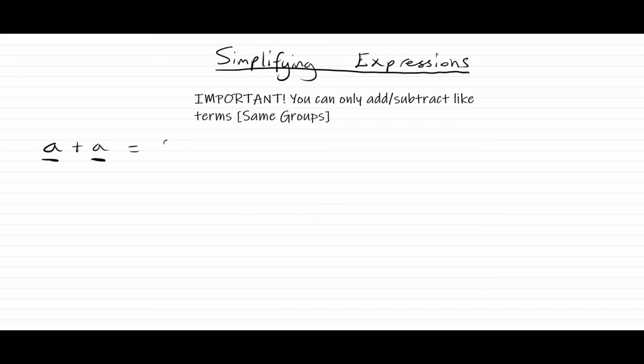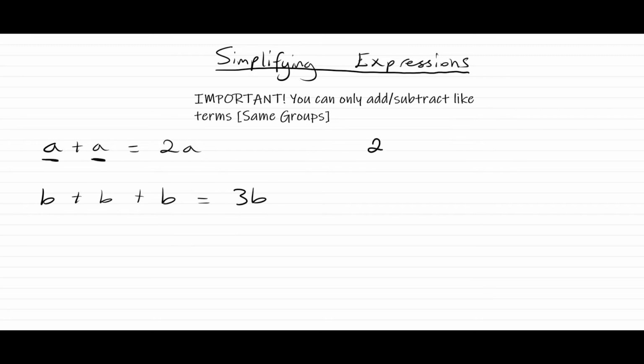So you can add them together, which gives you 2A. Or if you have B plus B plus B, again, 3 of those are all part of the same group, they're B's, and it gives you 3B, right? Okay, we can now go a step further.